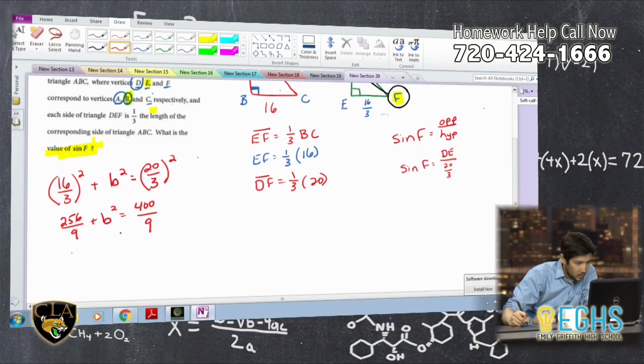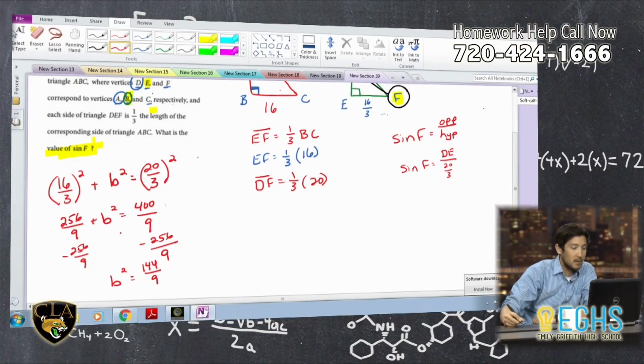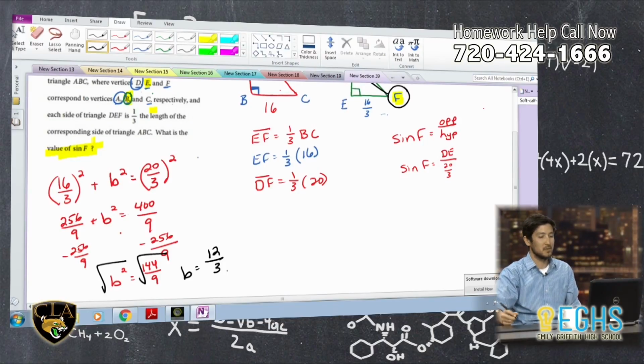So here's what I have now. I got to subtract from both sides. So minus 256 over 9, minus 256 over 9. b squared equals 144 over 9. And then we do the square root of each side. At least they're perfect squares. They are, yeah. So I got b equals 12 over 3. Oh, that would have worked. I just did it wrong in my head for some reason.